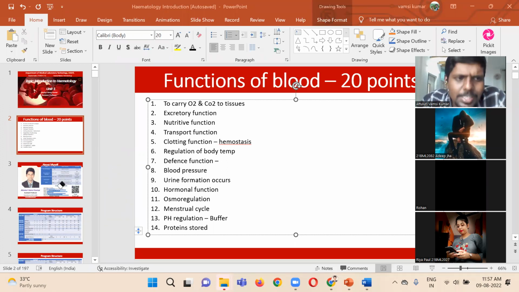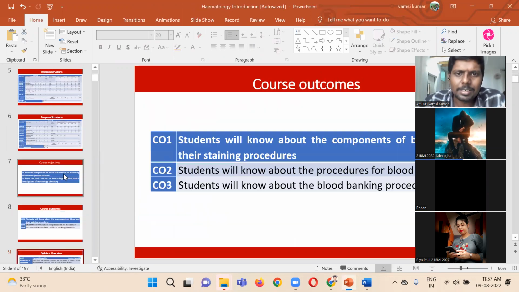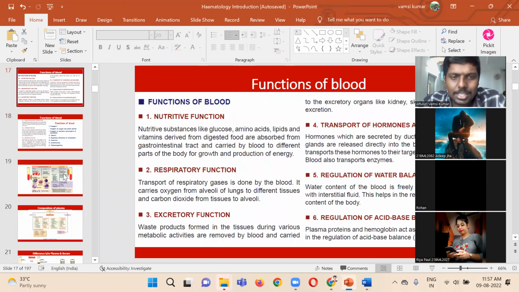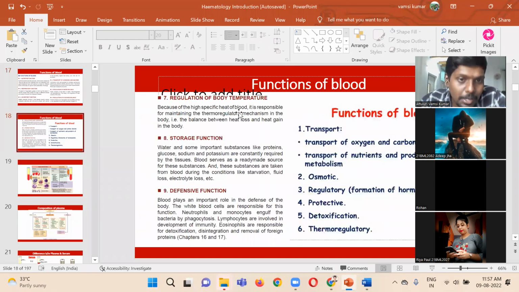I think the same things are there in my notes also. I will show you my notes. So the same things I kept in my notes. Functions of blood: nutritive function, respiratory function, excretory function, transport function, regulation of water balance. The amount of water present in the body is regulated by blood only. That's a straightforward thing. Then regulation of acid base, regulation of body temperature, storage function, defensive function.